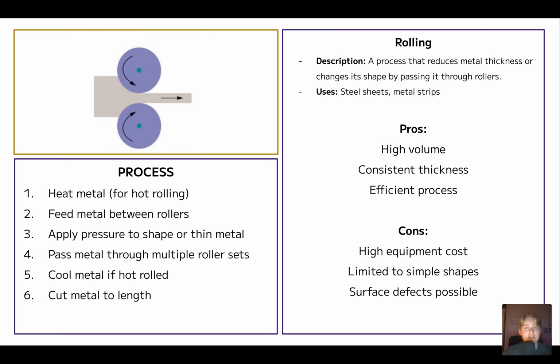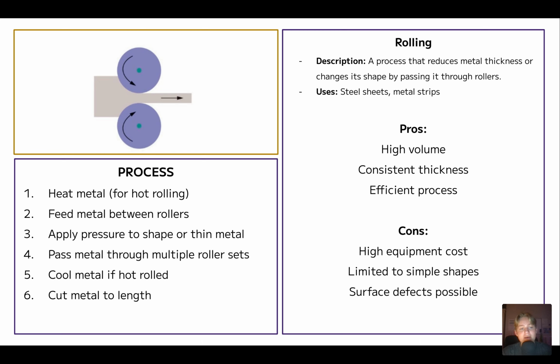So the process that you'd use for this, or how you describe this in the exam, would be heating the metal so that it's ready to be rolled. This is particularly for hot rolling. You don't necessarily need to heat the material. Some materials you won't need to heat, like for example copper, you could do without heating. But just mention that as well, just to gain some marks.